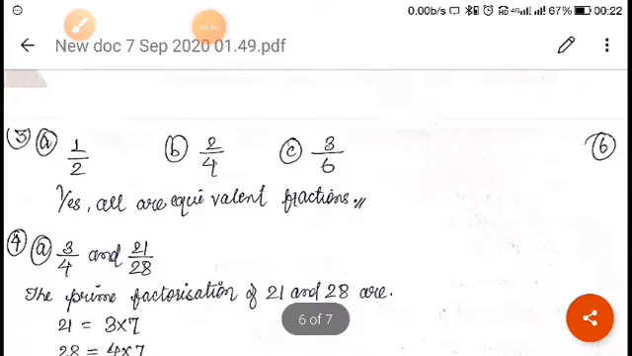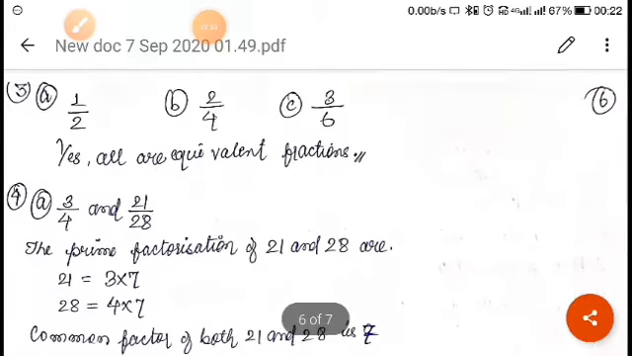So now we will see question number 3. Question number 3 is very easy. Now we have to do nothing here. We have to write the fraction. You see when you read the question, it is written: write the fraction of the shaded part in figure A, B, C. Are all these fractions equivalent?